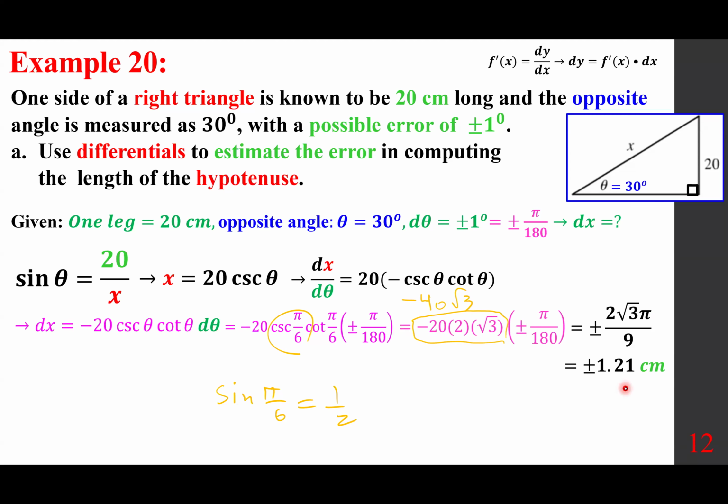So what would be the amount of error in the hypotenuse with a plus minus 1 degree? About 1.21 centimeters.